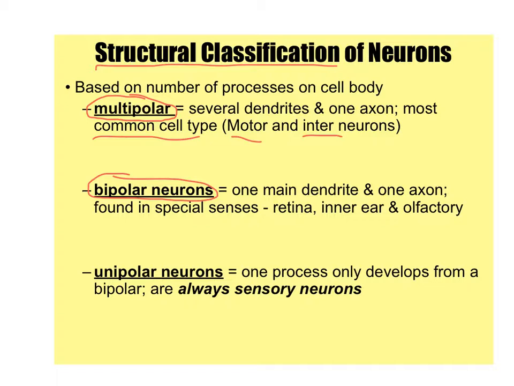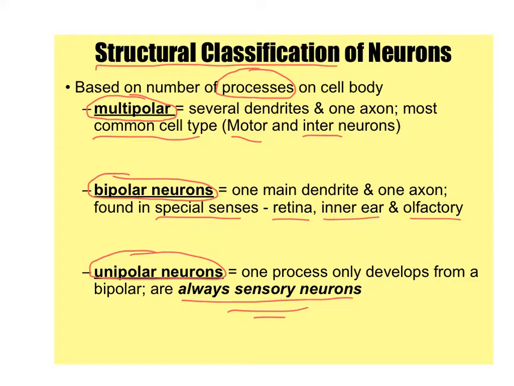And these are found in your special senses, like retina for vision, inner ear and olfactory. Those are for hearing and for smelling. Unipolar neurons, know this. These guys are always sensory neurons. That's probably why it's in bold. And I'm going to show you how to recognize these depending on the processes which emanate or come out of the cell body.